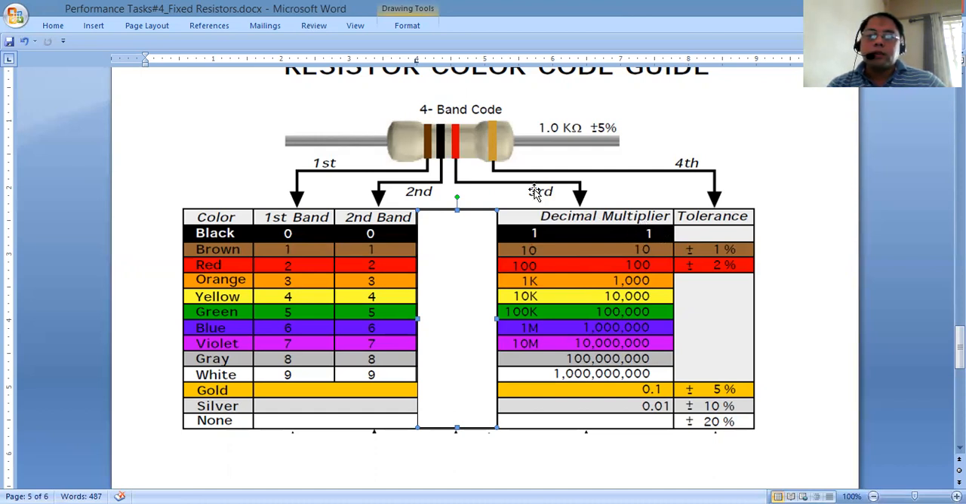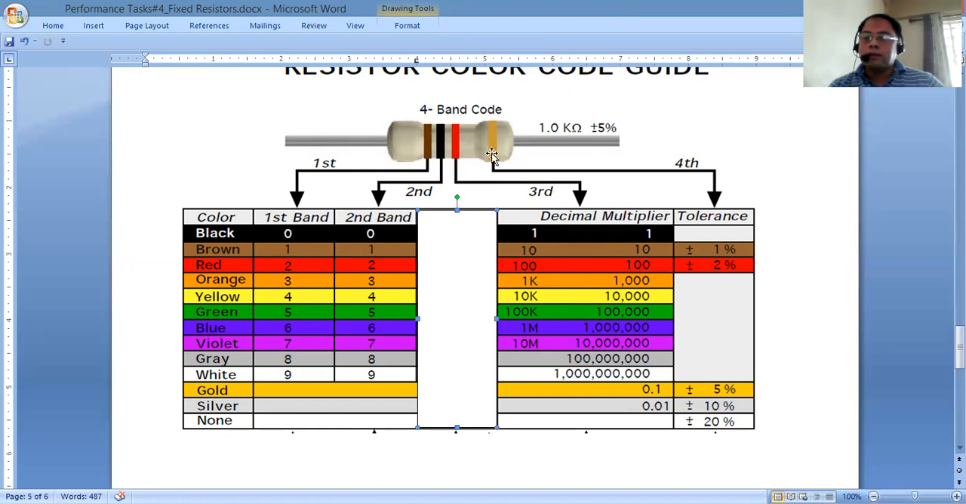Now this one is red. For red, we know that the multiplier is 100. So you have previously 1 and 0, which is 10. 10 times 100 gives you 1,000. So that's basically 1,000 ohms. The whole value here is 1,000 ohms.